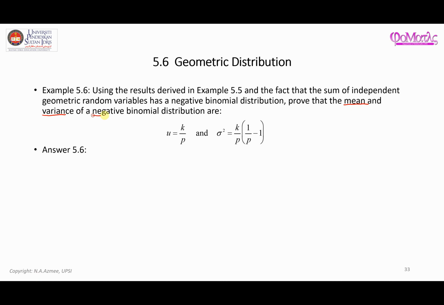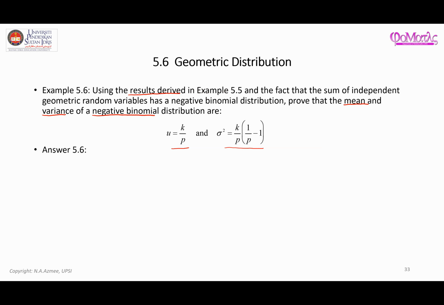In this video, I'm going to talk about how you can prove that the mean and variance of a negative binomial random variable are given as such. In order to do that, we need to use the results derived in example 5.5. This example has already been discussed in the previous video, and the results are related to the value of E[X].